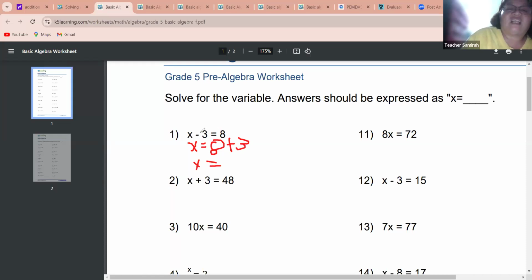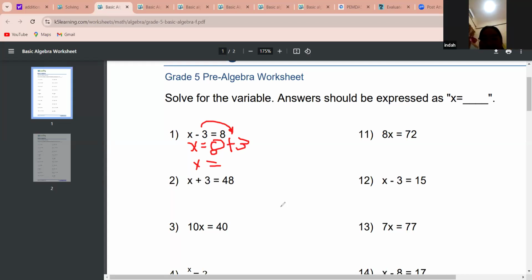Look at this. This negative 3, if I'm going to transpose it to this side, we need to change the sign from negative to positive. That is why it has become x is equal to 8 plus 3. So what is our answer? 11. Very good, Inda.